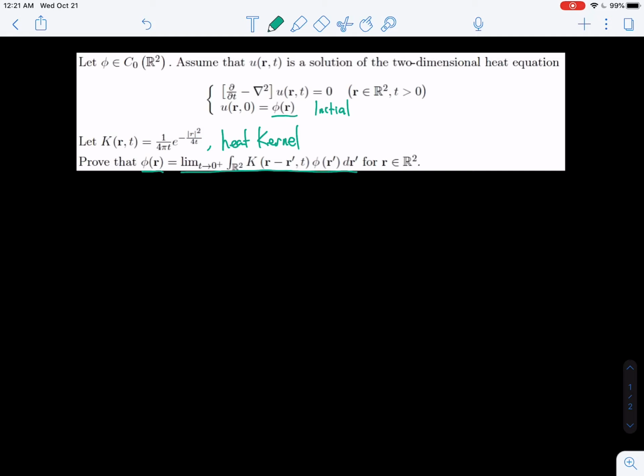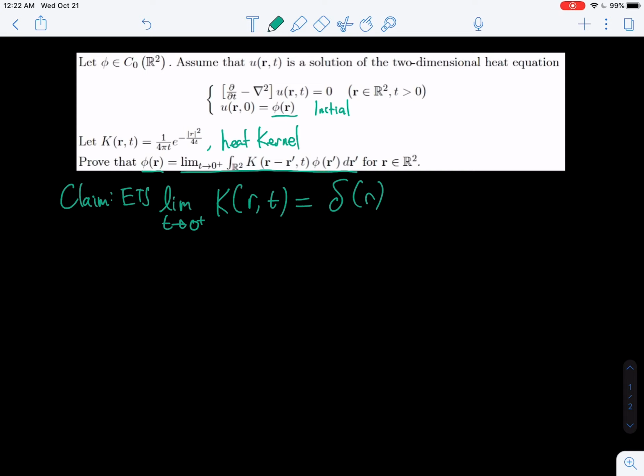And at first, this might look a little bit hard, but actually, we only need to prove, here's my claim. It is enough to show that the limit of K at time t is just equal to the Dirac delta function.